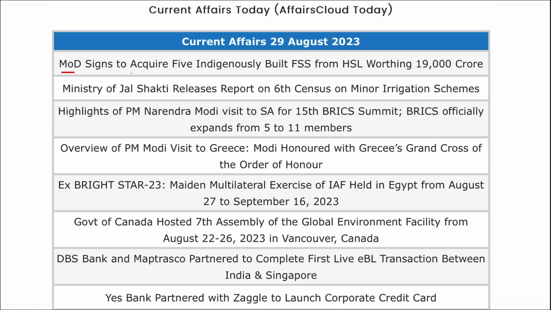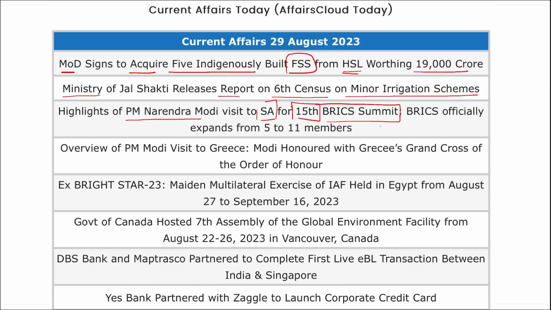Ministry of Defence signed a contract to acquire 5 indigenously built FSS from HSL worth 19,000 crore rupees. Ministry of Jal Shakti released a report on the 6th census on minor irrigation schemes. Highlights of Prime Minister Narendra Modi's visit to South Africa. It was during the 15th edition of the BRICS Summit.